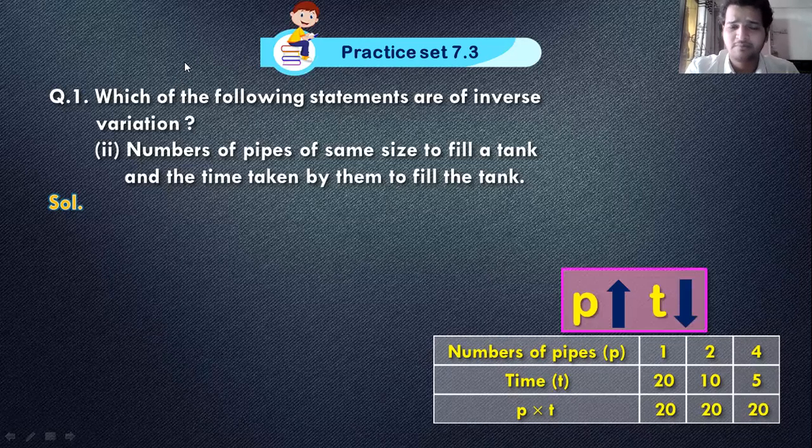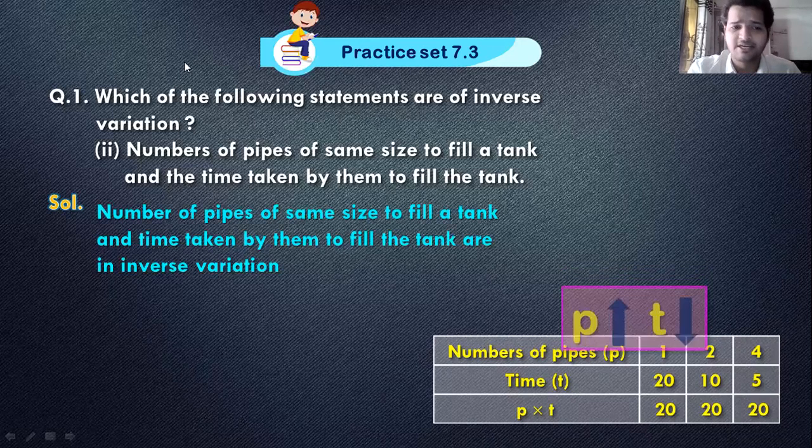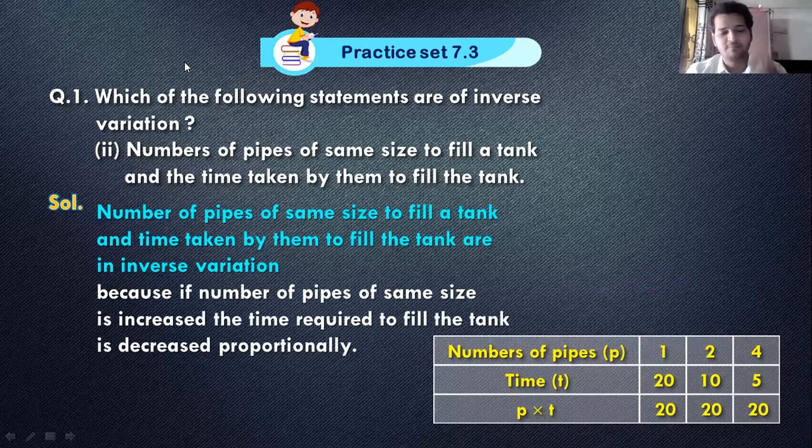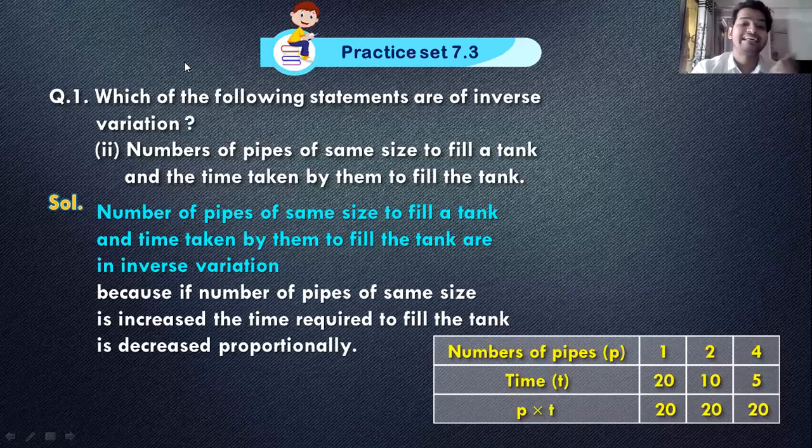So remember, the table is not that important to draw in the exam, but to understand the concept, the table is very, very crucial. Okay. Right. So let us write in the statements: the number of pipes of the same size to fill the tank and time taken by them to fill the tank are in inverse variation. Why? Because if the number of pipes of the same size is increased, the time required to fill the tank is decreased proportionally. All right, is that clear, my dear students?